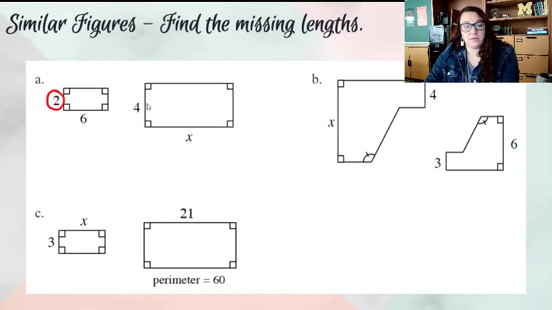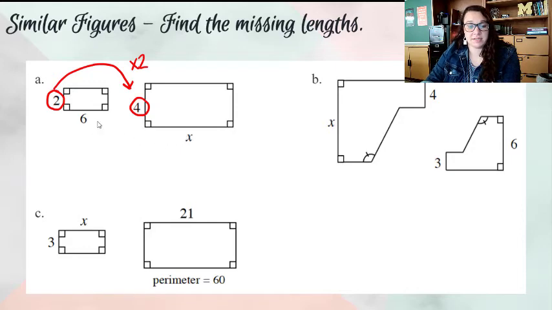Let's match up sides. So 2 goes to 4. This one I can recognize the scale factor is times 2. So therefore I can do the same thing here. 6 times 2 is x, so x is 12. Let's try another.